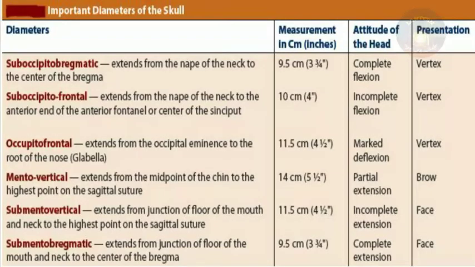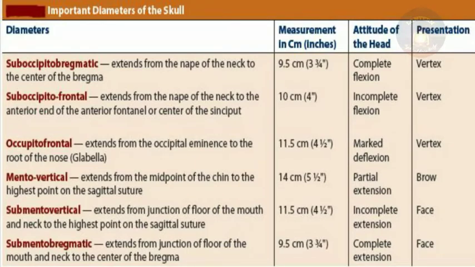So these are the important diameters of the skull. You just go through this slide. Suboccipitobregmatic extends from the nape of the neck to the center of the bregma. So that's why it's called suboccipitobregmatic, and the measurement is about 9.5 centimeter. When this is the engaging diameter, the attitude is complete flexion.